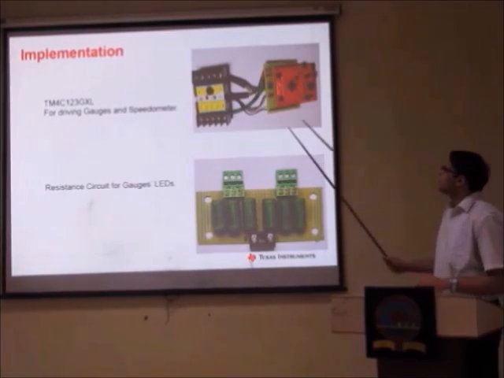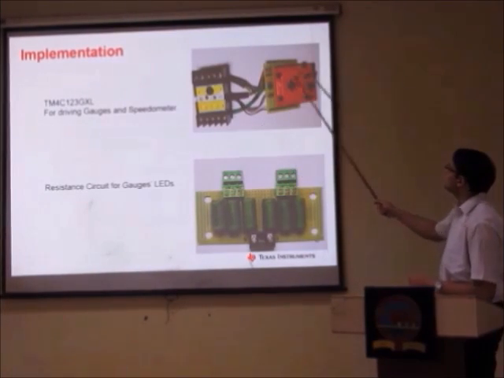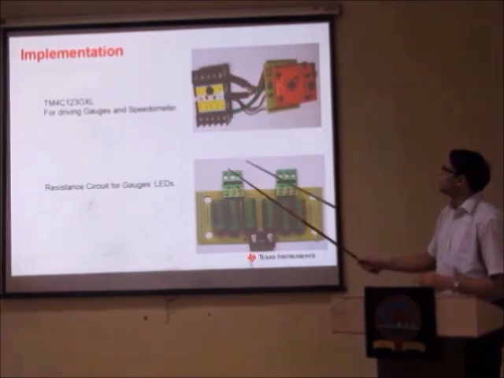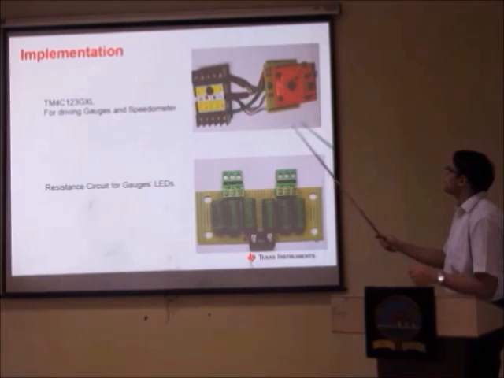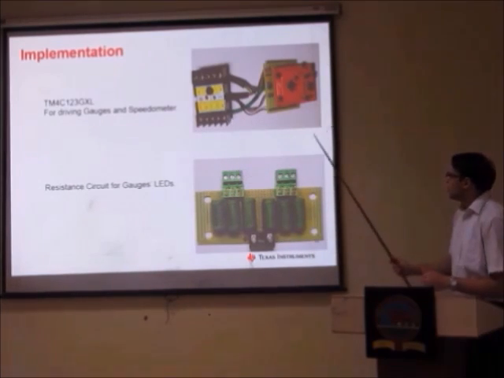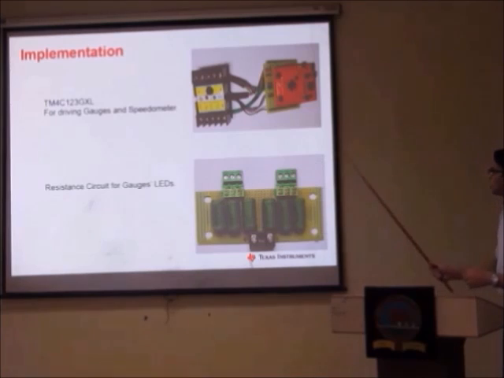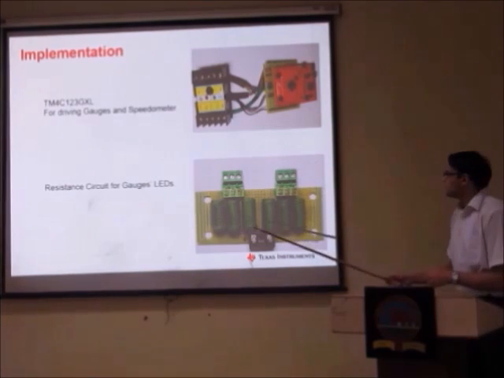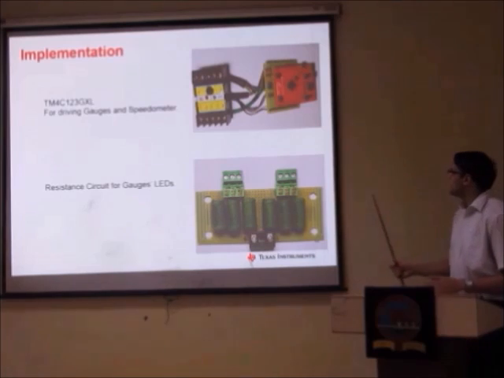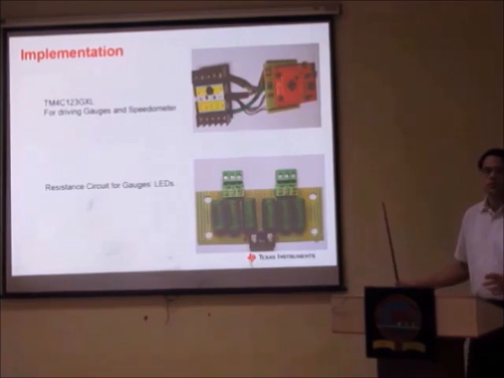In the first photo above, you can see the TIVA C series board which we are using for driving the servo motors for the pressure gauges and for giving PWM output to the speedometer and the load meter. In the zoomed shot below, there is a resistance circuit which we have designed for powering the different LEDs of the pressure gauge.